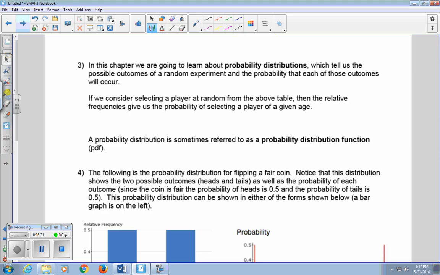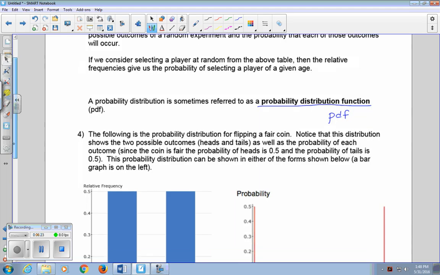In this chapter, we are going to learn about probability distributions, which tell us about the possible outcomes of a random experiment and the probability that each of those outcomes will occur. If we consider selecting a player at random from the above table, then the relative frequencies give us the probability of selecting a player of a given age. So in other words, the last table that we looked at on the previous page is really a probability distribution. A probability distribution is sometimes referred to as a probability distribution function, or PDF.